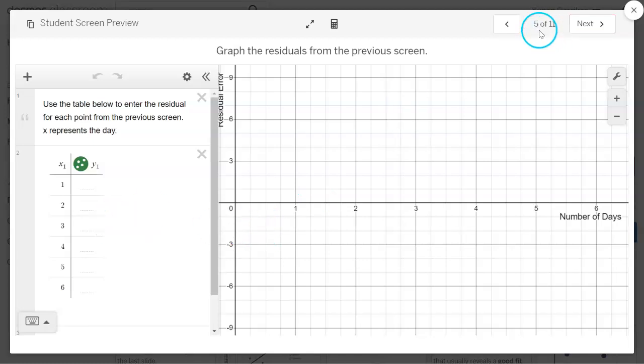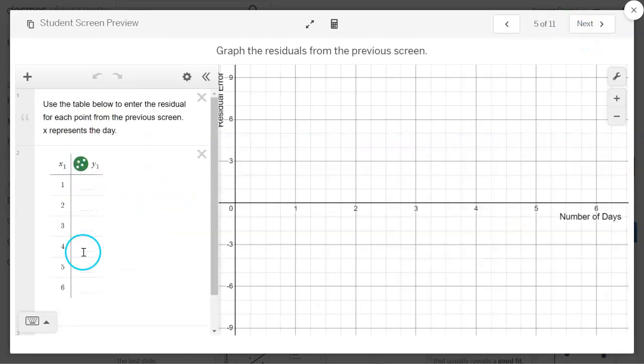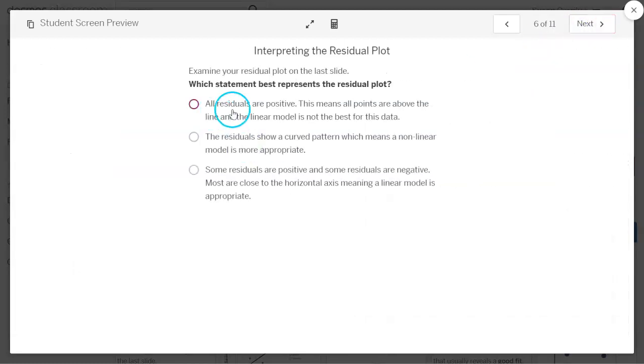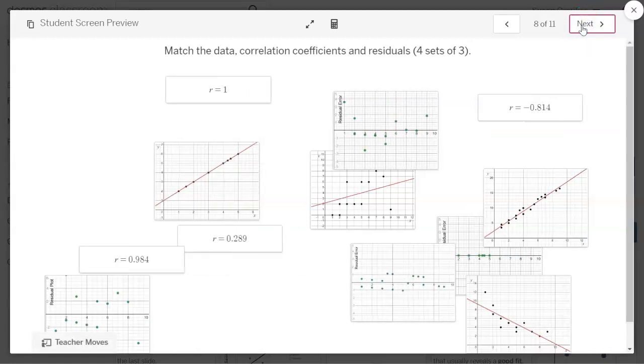Here they're going to graph their residual plot. So this is a manual graphing instead of using the button. The values that are in this column, they're basically going to copy over here into this column, and then they will have a graph. And then they can answer questions about that residual plot. Then we have one where they just pick some statements that are true about this residual plot.